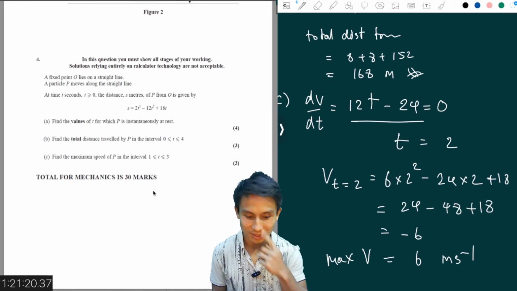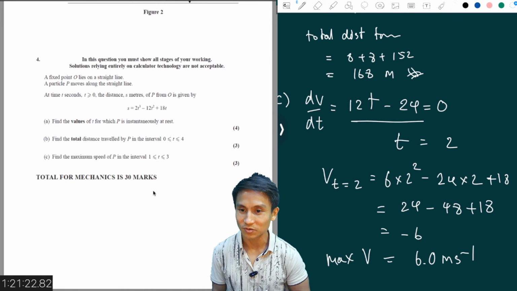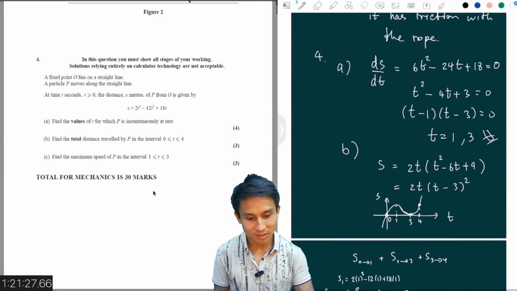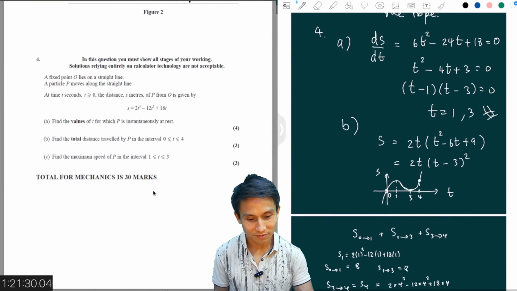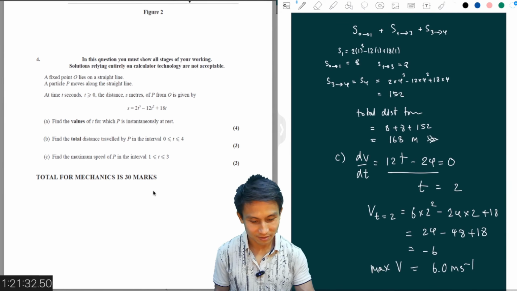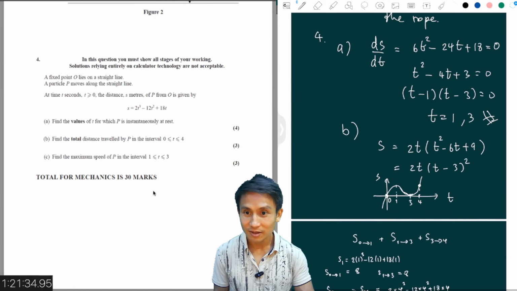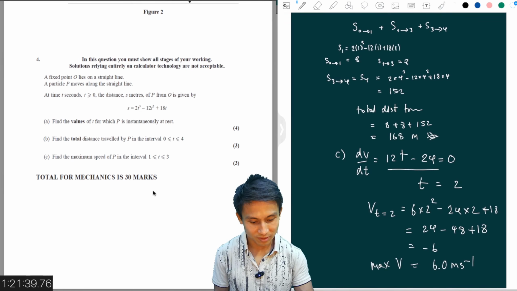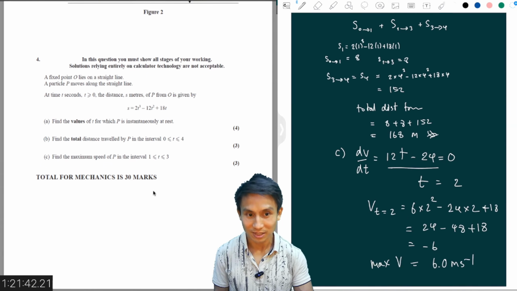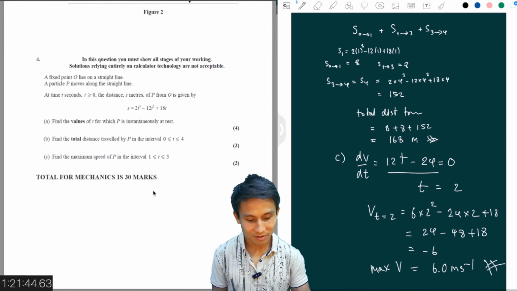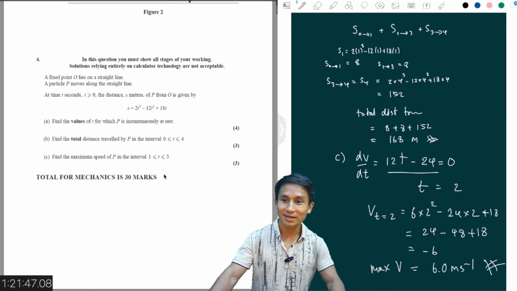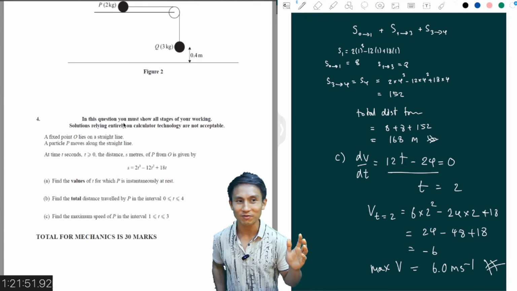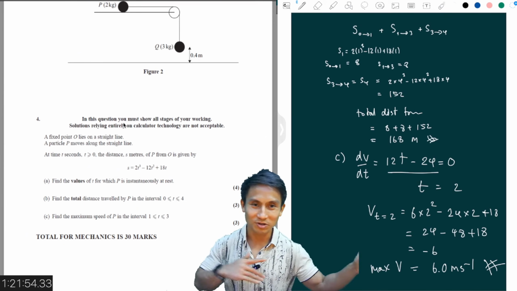That's the maximum speed. Let me check my working here. I think I'm okay with t equals 2 there. And when we plug 2 in there, we get 24 minus 48, that's minus 24, and plus 18 would be minus 6. Yeah, I'm gonna take my chances there. And that's it, guys. I hope I'm within the time limits. I'm not sure if it's 1.5 hours or 2 hours, guys, but I'm gonna stop the timer there and mark the paper.